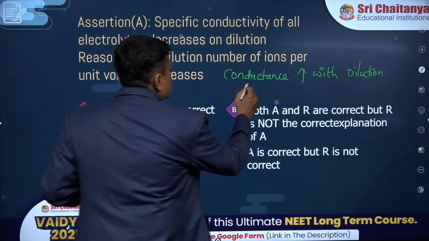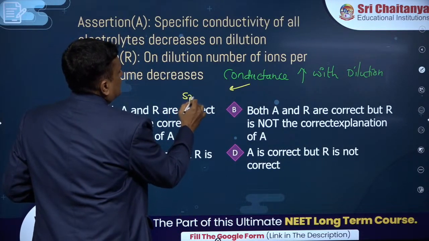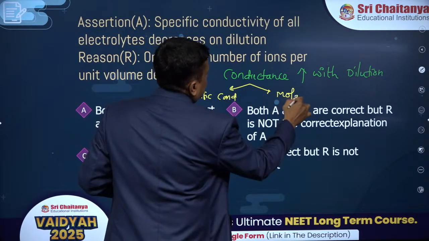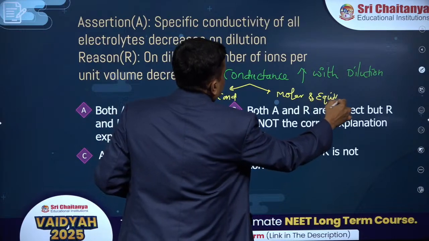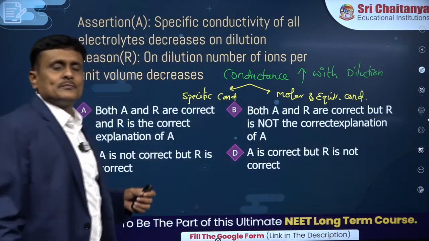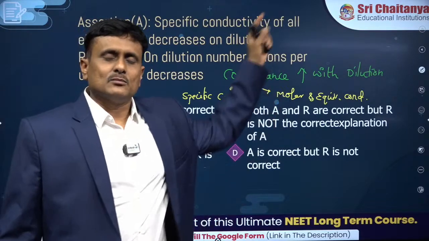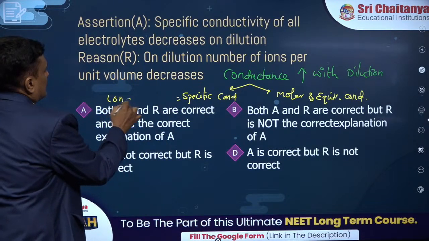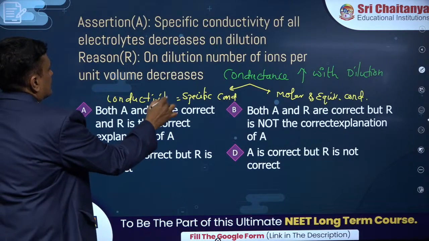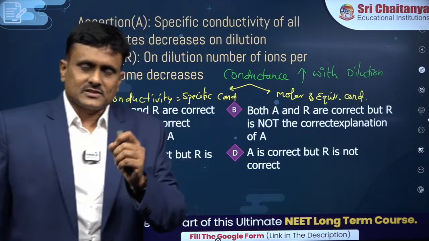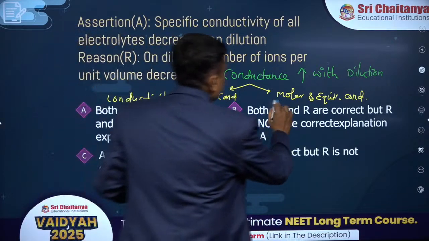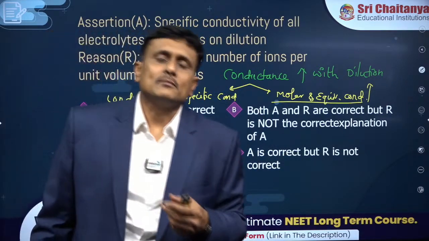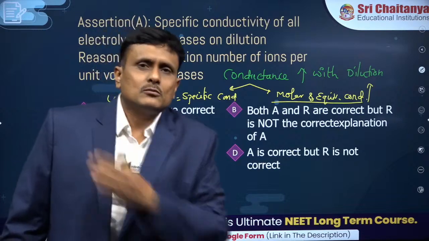Listen now. Conductance has to be divided into specific conductance and molar and equivalent conductance. You know that specific conductance is also referred to as conductivity, one and the same. Now with dilution, that means when you are adding water, molar and equivalent conductance value increases because more number of ions will be formed when you add more water.